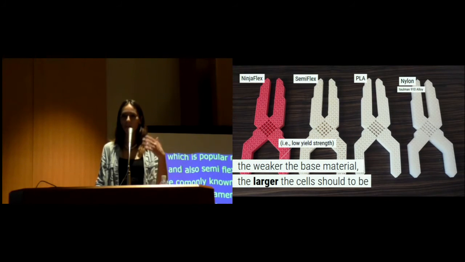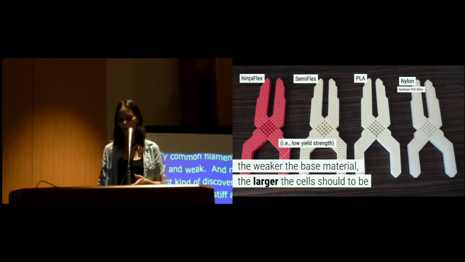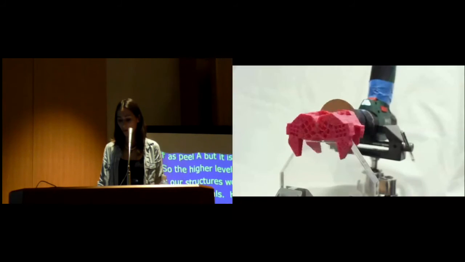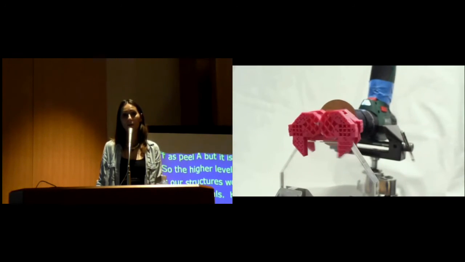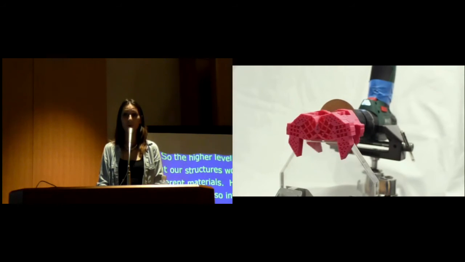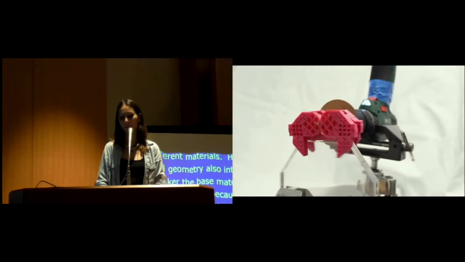So the higher level message here is that our structures work throughout different materials. However, material and geometry always interact. So the weaker the base material, I would say, the larger the cells should be, because then the bending radius is not getting too small. Next, to see how durable the mechanisms are, we hooked up our Jansen walker to a power drill and operated it like 5,000 times, and we could not find any fractures or failures.